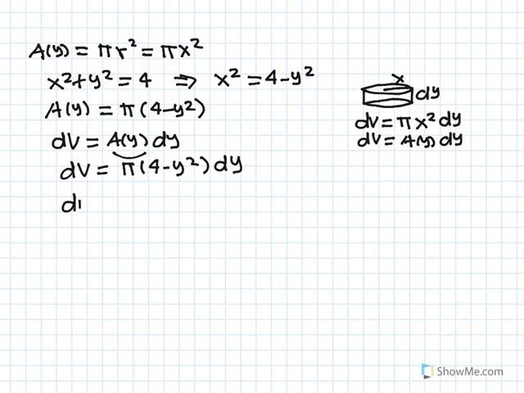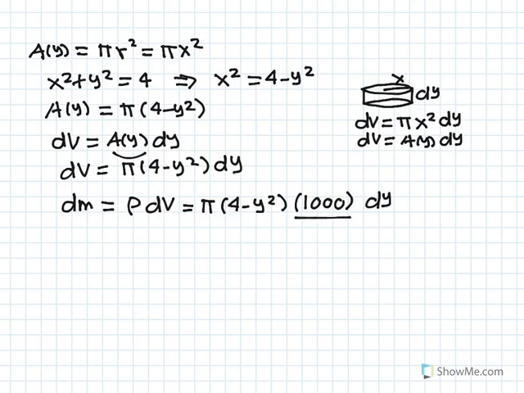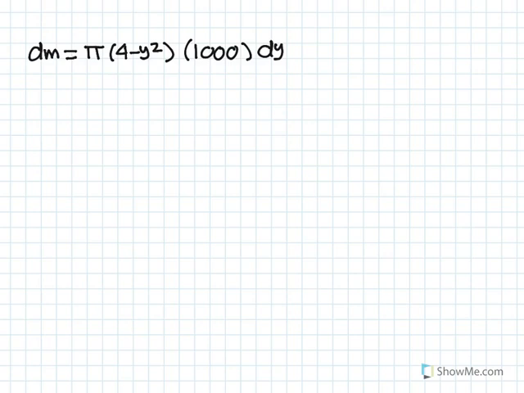Let's find the mass of this thin slice of water. If we take the density of water times the volume, we'll find the mass. So we have pi times 4 minus y squared times the density of water, which is 1,000 kilograms per meter cubed, times dy. This is the mass of a thin disk of water. So the differential mass is equal to pi times 4 minus y squared times the density, 1,000, times dy. This is the mass of the disk at height y.